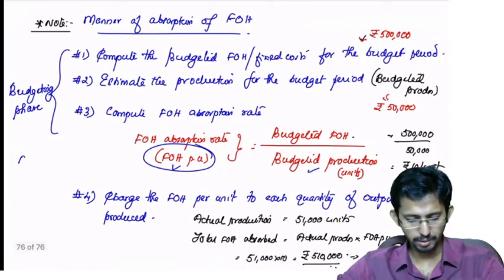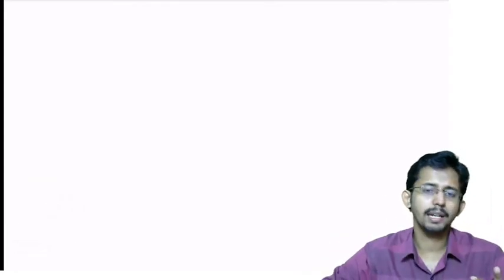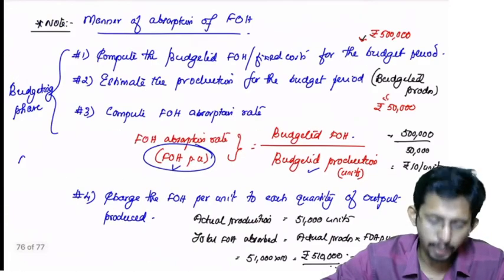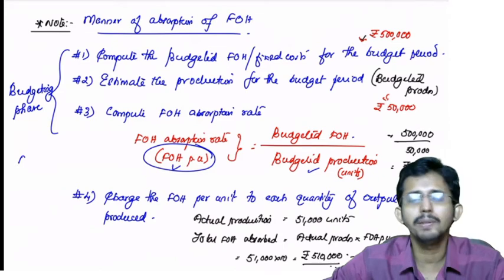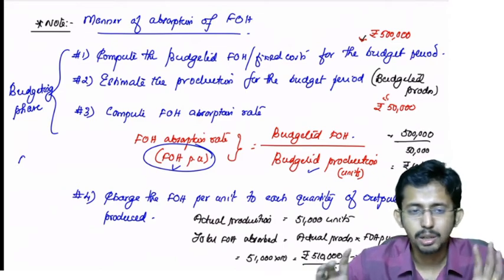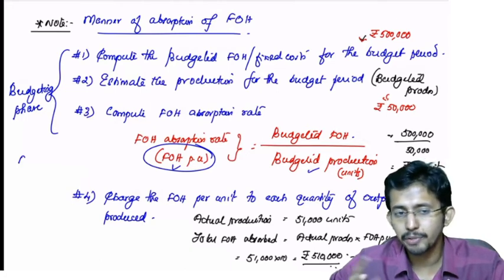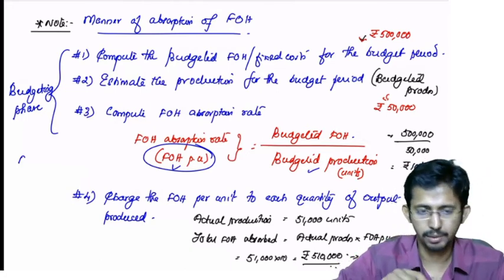Okay, so that's done. Budgeted profit we have already computed. So that's only a basic thing. Okay, and friends, I want you all to keep in mind this manner of absorption of fixed overhead, because this will help you in a lot of problems, especially when you come to the standard costing. To understand the standard cost with respect to the fixed overhead and its various analysis, this understanding is very much required. Okay.